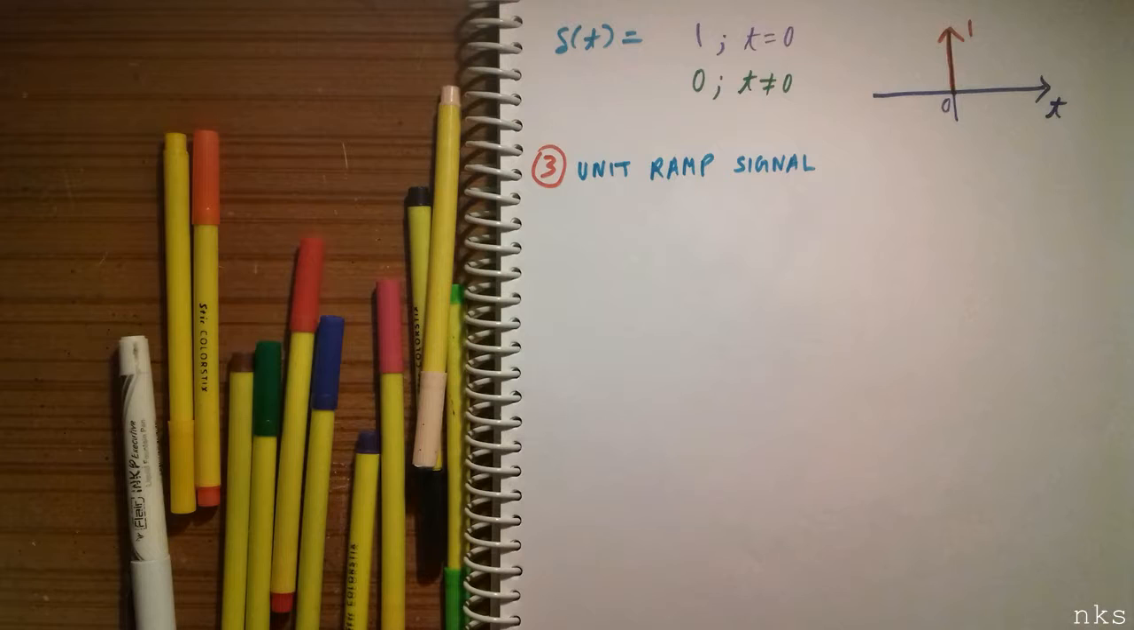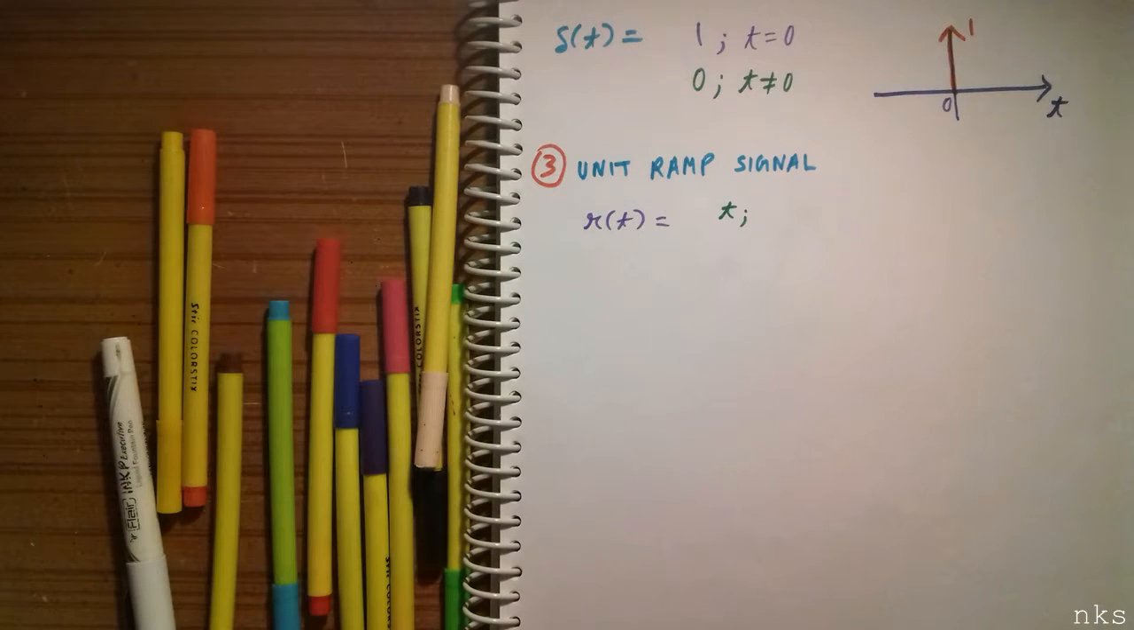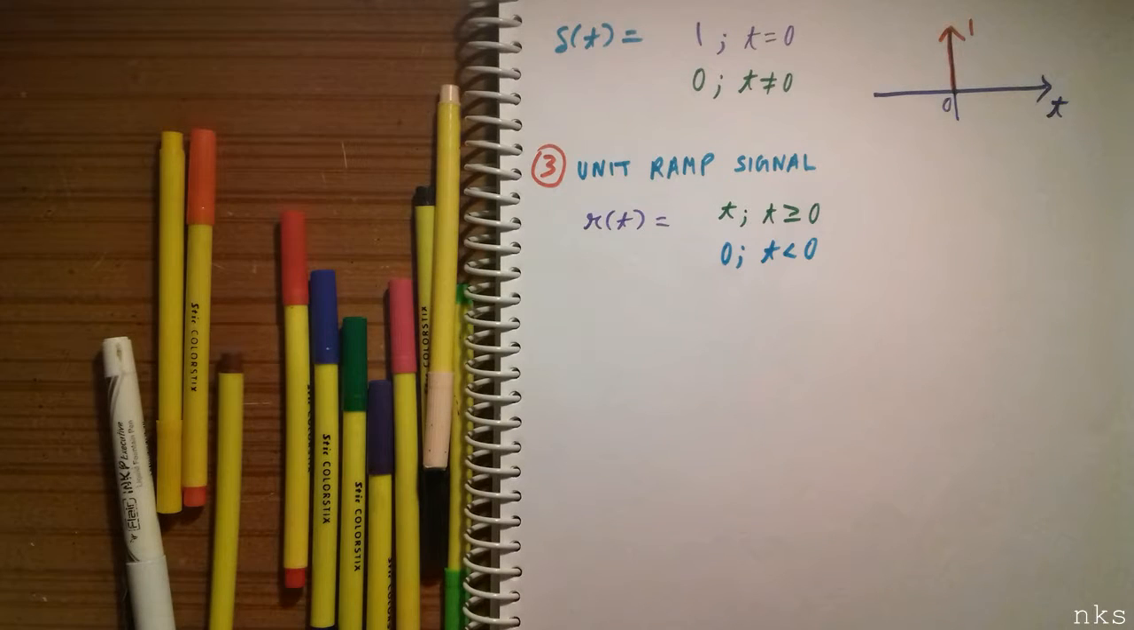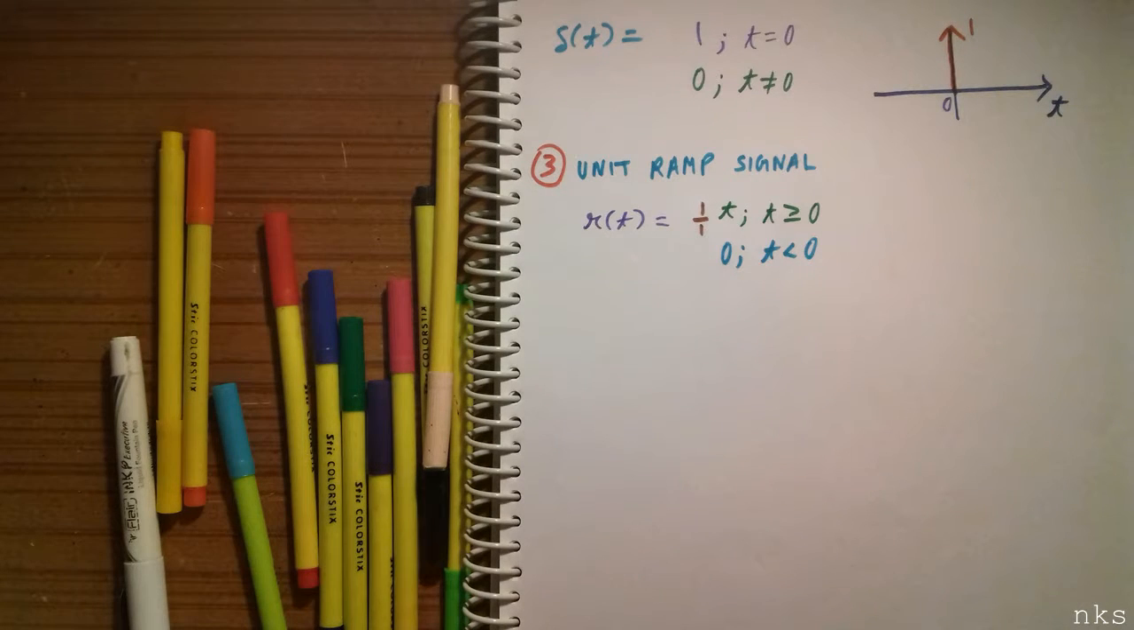It is represented by r of t. r(t) is equal to t when t is greater than or equal to 0. It is 0 when t is less than 0. This is the definition of the unit ramp signal. But what you have to remember is that the coefficient of t here is 1. So what is the slope? 1 divided by 1. Now I will clarify this statement.